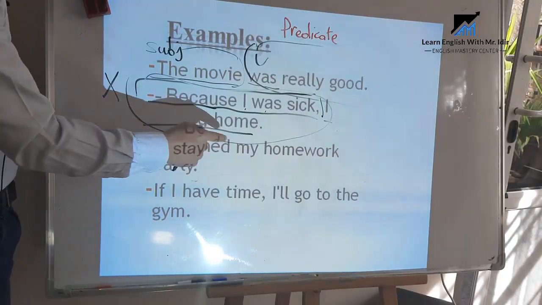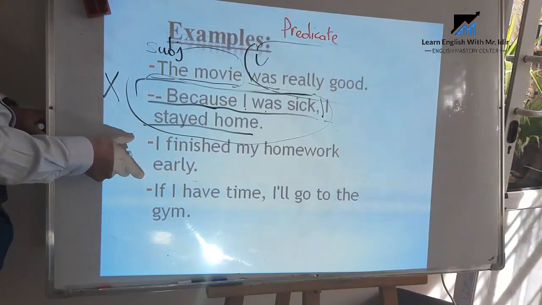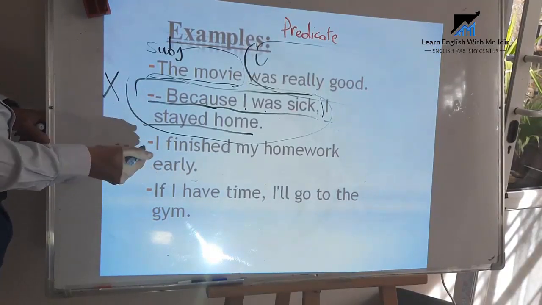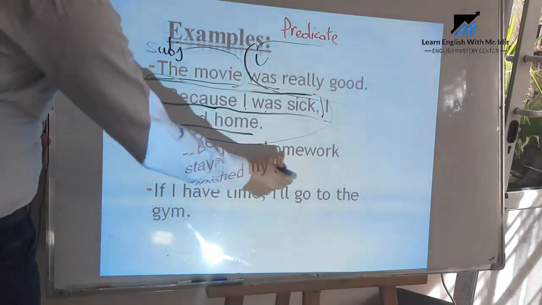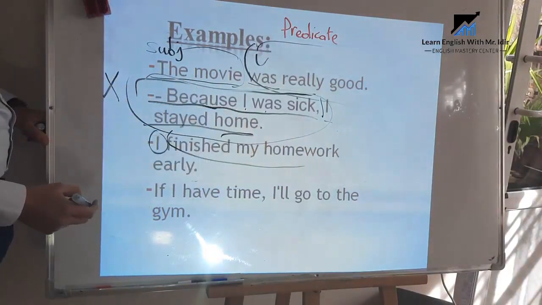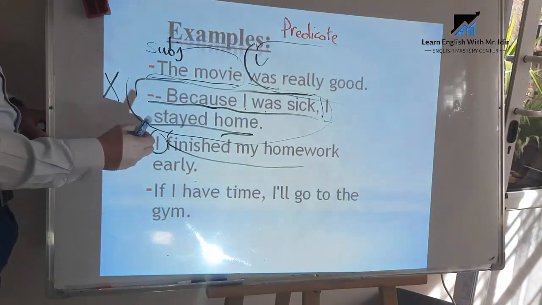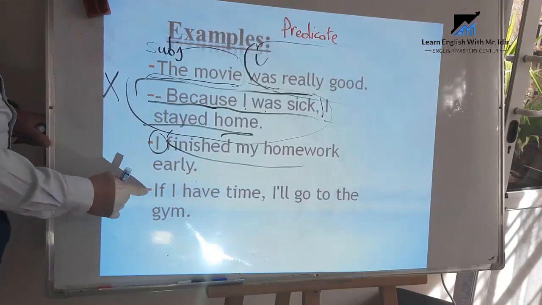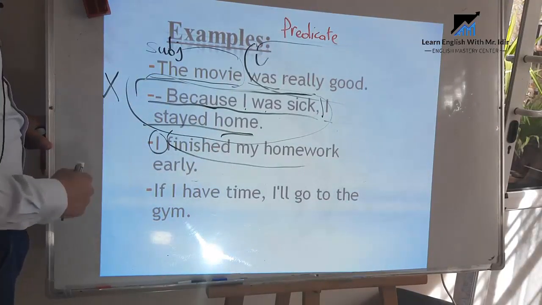Okay, I finished my homework early. So, this is a sentence and at the same time it is a clause. Why? Because we have a subject, we have a predicate. However, we have also a completed meaning. I finished my homework.